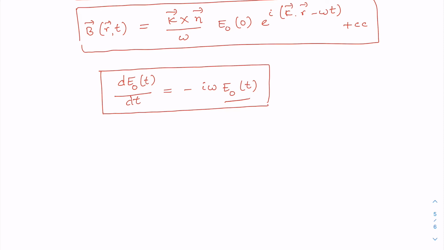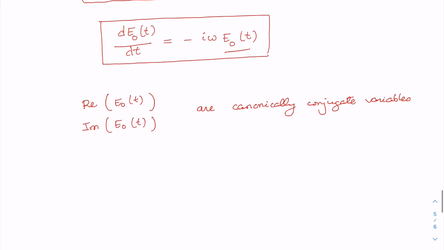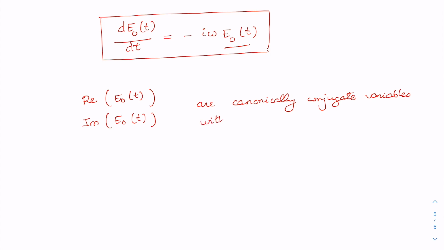Now E0 of t is a complex quantity, so it is determined by two real variables, and we'll see that the real part of E0 of t and the imaginary part of E0 of t are canonically conjugate variables. This is what we are going to see soon. It will turn out to be canonically conjugate variables, of course within a multiplying factor.